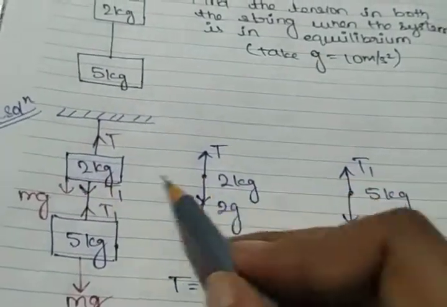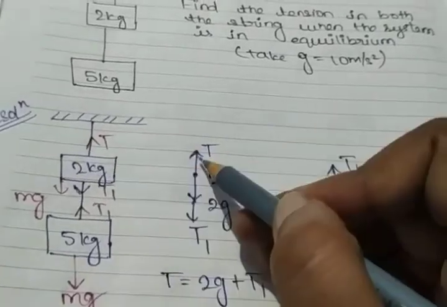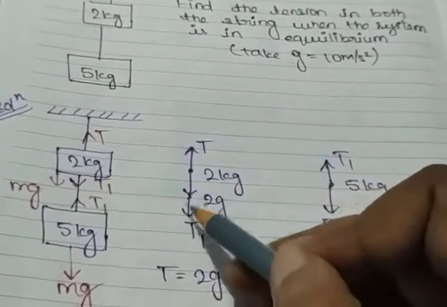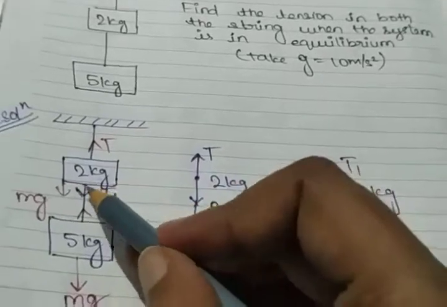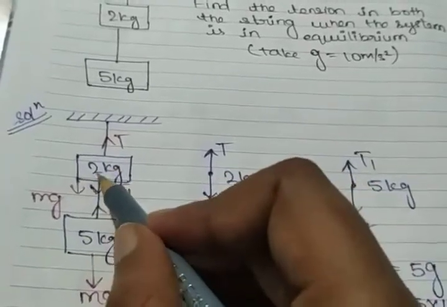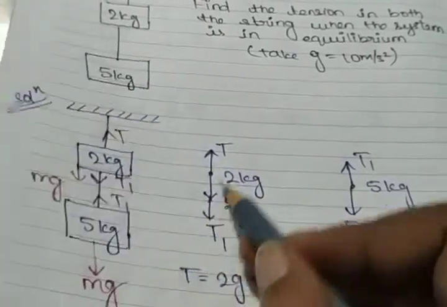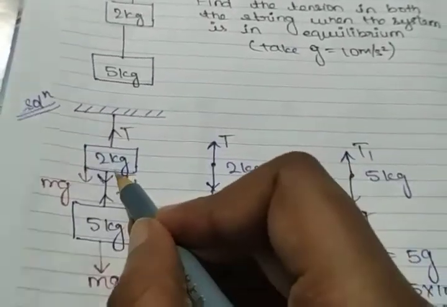Let us draw the free body diagram for the 2 kg mass. Upwards there is a tension T, downwards there is a tension T1. Other than this, there is also mg acting downwards. What is the mass? 2. So 2 into g acting downwards. So this is the free body diagram for the 2 kg mass.